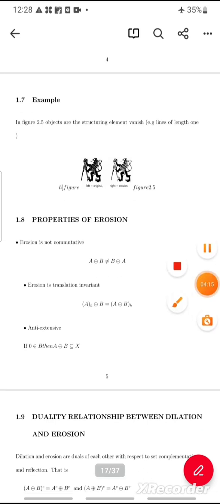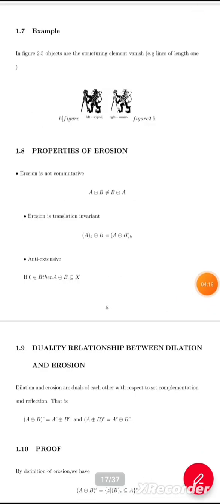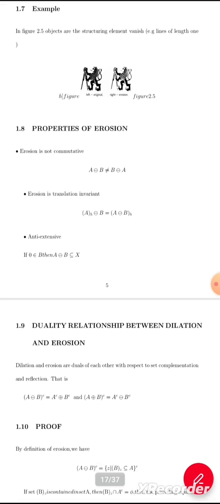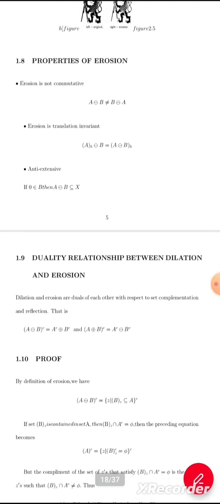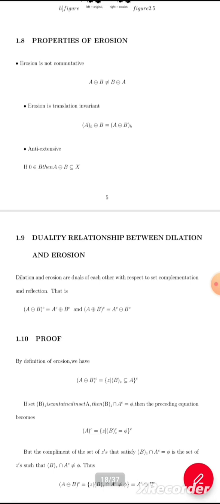Next, properties of erosion. Erosion is not commutative. That is, A ⊖ B is not equal to B ⊖ A. Erosion is translation invariant, that is (A)h ⊖ B is equal to (A ⊖ B)h, and erosion is anti-extensive. If 0 belongs to B, then A ⊖ B is contained in X.